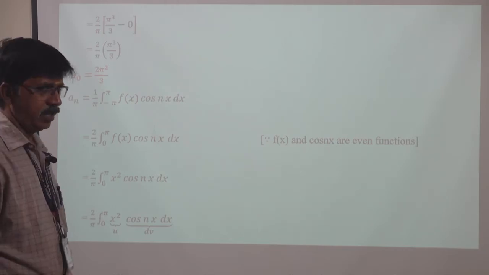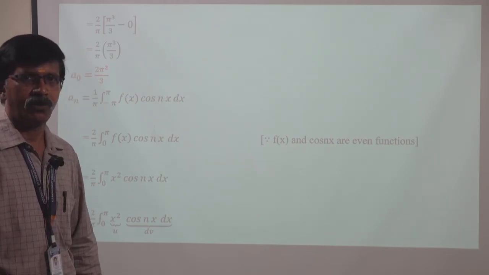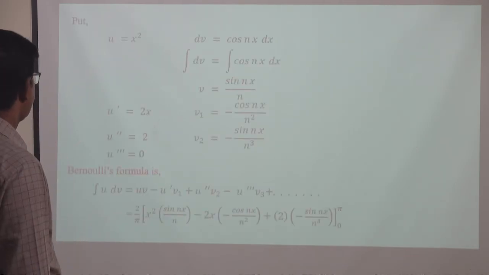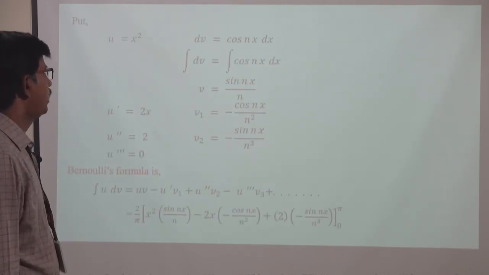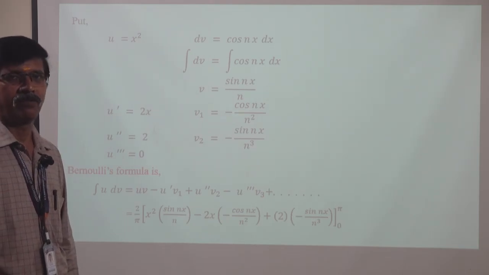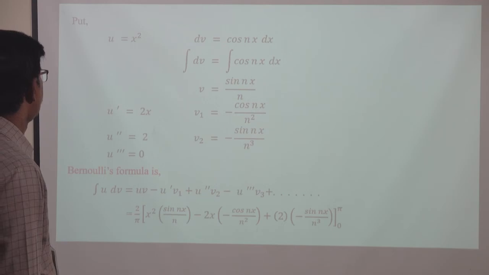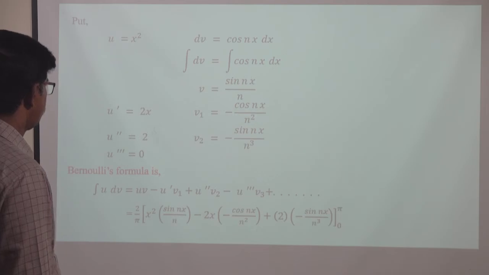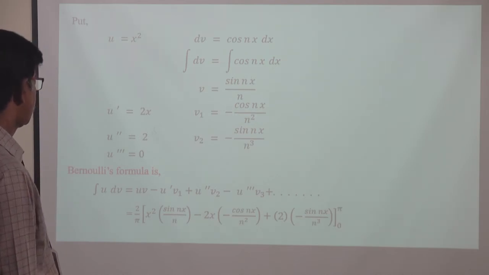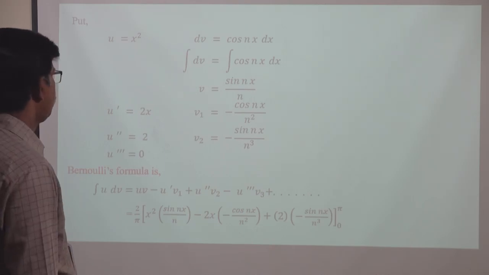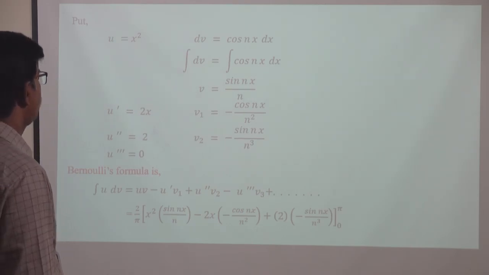Now, we have to integrate this function. Here we have two functions, x square into cos nx. We have to consider Bernoulli's formula. So, we can consider u as x square and dv as cos nx. We have to differentiate the u terms and integrate the v term. So, u is equal to x square means u dash will be 2x, u double dash is equal to 2, and u triple dash will be 0. Since u triple dash is 0, there is no need to find the v3 term. And here dv is equal to cos nx into dx.